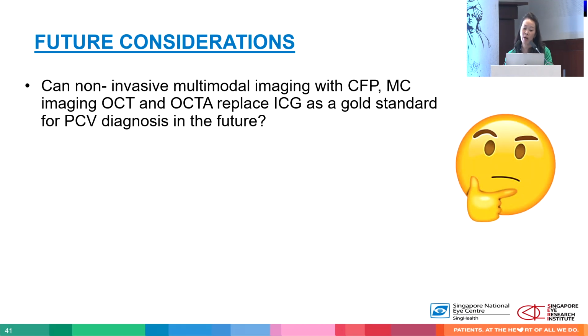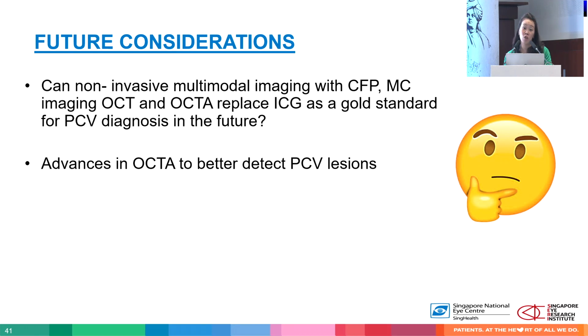So future considerations: can our multimodal imaging improve to actually replace ICG as a gold standard for PCV diagnosis? It has some way to go, because at the moment, the polypoidal lesions are not always detected as hyperflow lesions, and so some advances in OCTA to better detect PCV lesions would be better algorithms. So the reason some PCVs are not detected is because the flow is too slow, and the OCTA needs a particular threshold of flow to be exceeded before it appears as a white pixel instead of a black pixel.